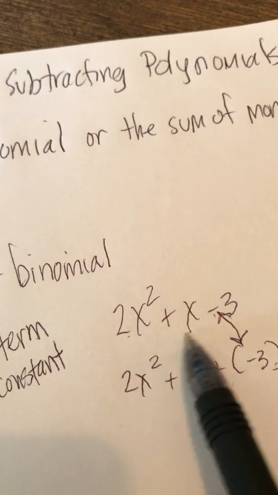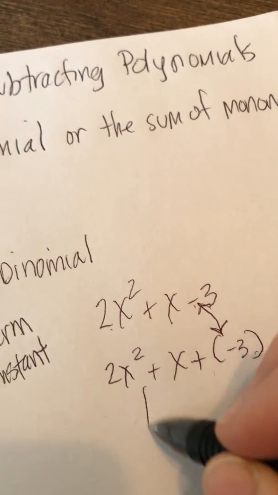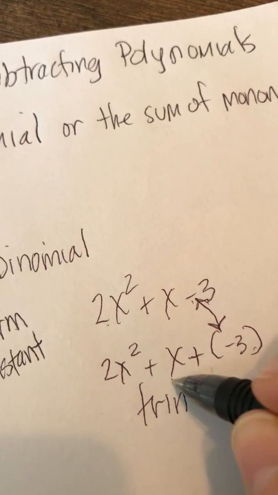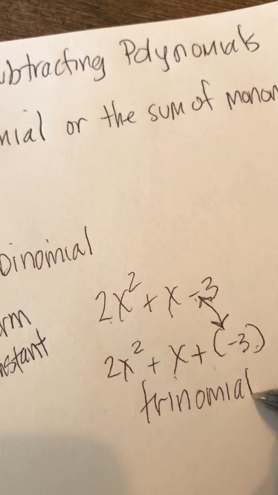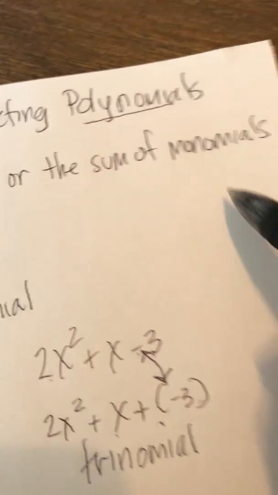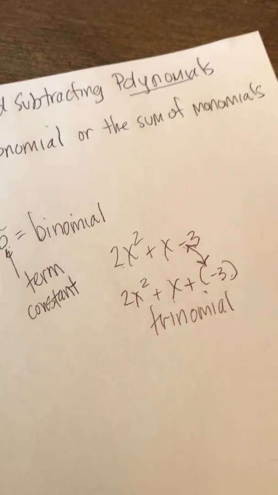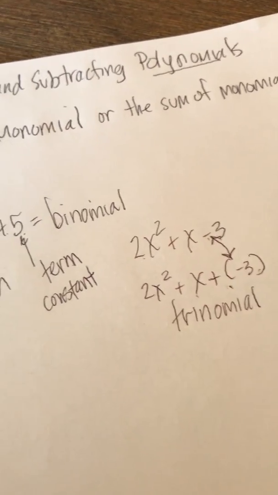So this still qualifies as a polynomial. In fact, it is a 3-term polynomial. This example is a trinomial. Okay, so we've got some basic understanding of what polynomials are. They're monomials, or they're the sum of monomials to make up a polynomial expression.